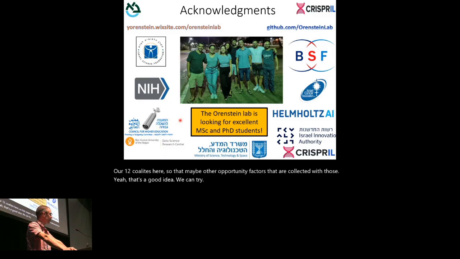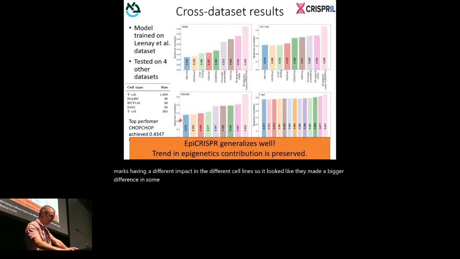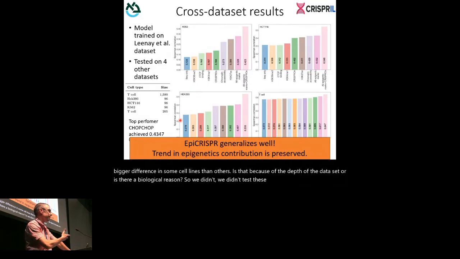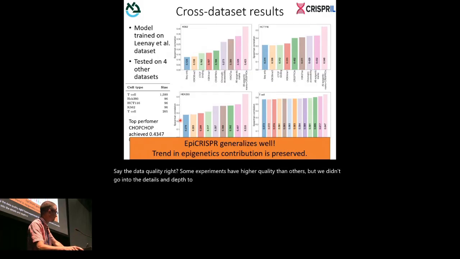I've got a question. It might be a naive one. What's the explanation for the epigenetic marks having a different impact in the different cell lines? So it looked like they made a bigger difference in some cell lines than others. Is that because of the depth of the data set, or is there a biological reason? So we didn't test this hypothesis. My most probable guess would be the data quality. Some experiments have higher quality than others, but we didn't go into the details and depth to ask that question.